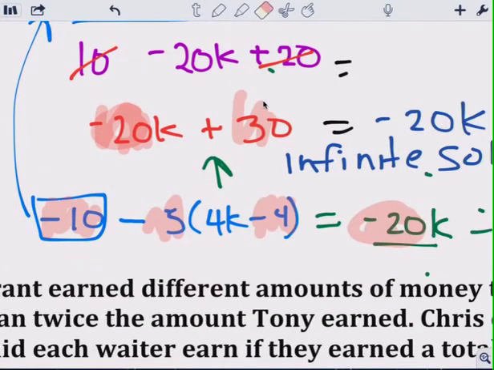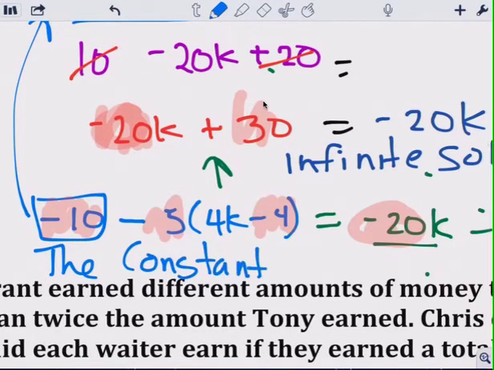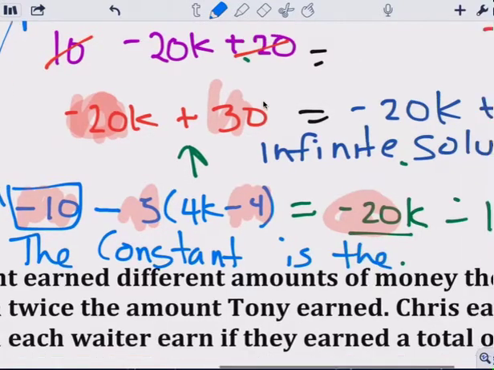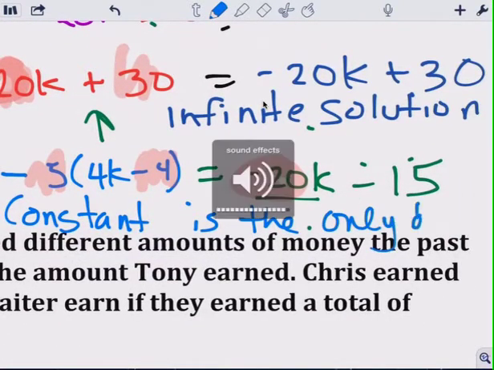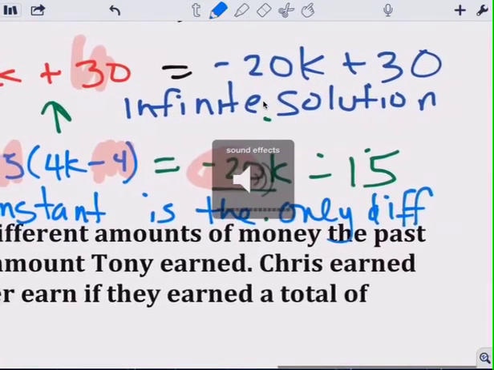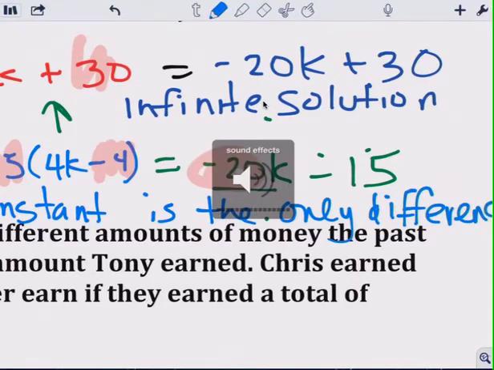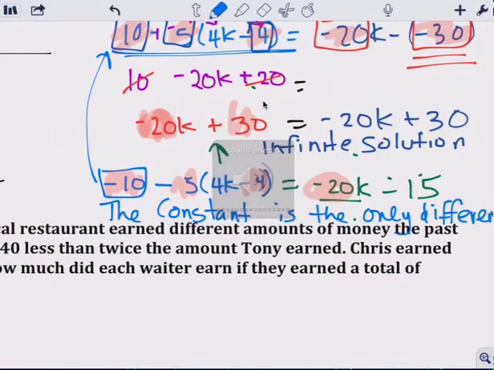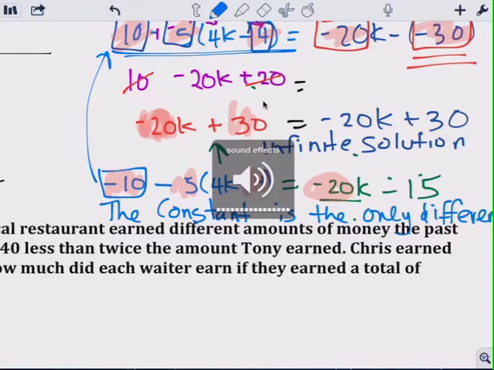You need to use the word constant. The constant is the only difference. And you need to explain why. You need to explain that the constant with the infinitely many solutions are identical, while the constant in no solution has to be different.